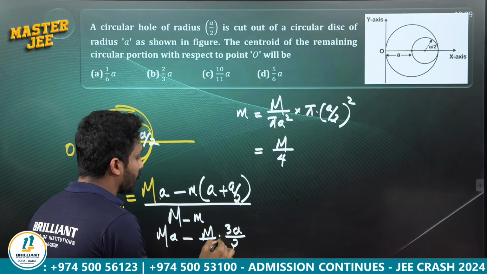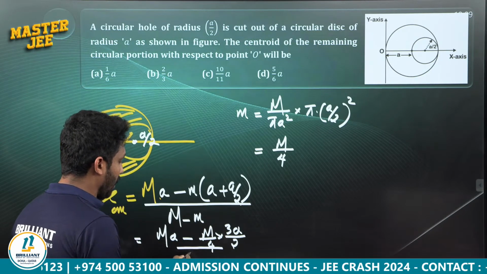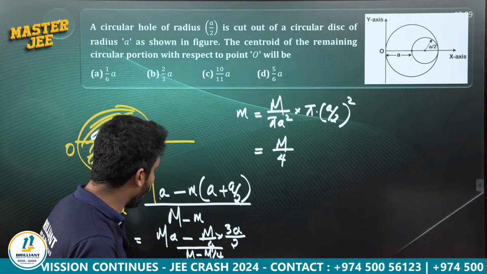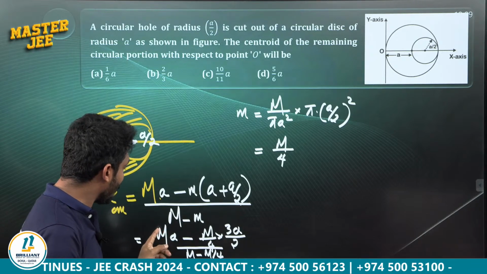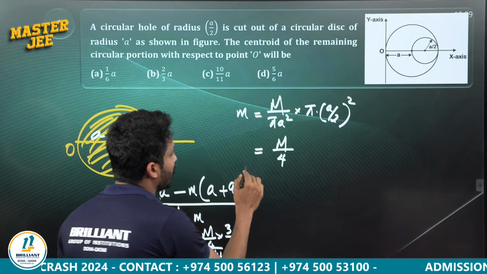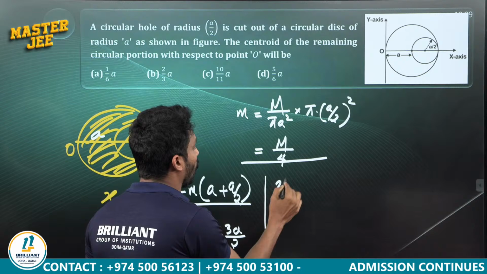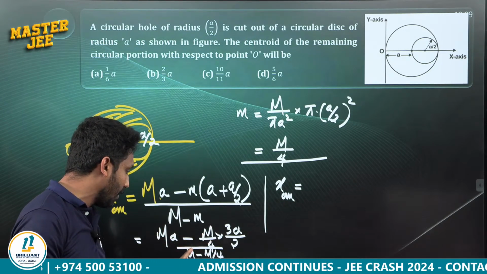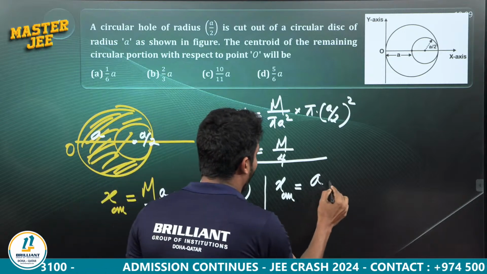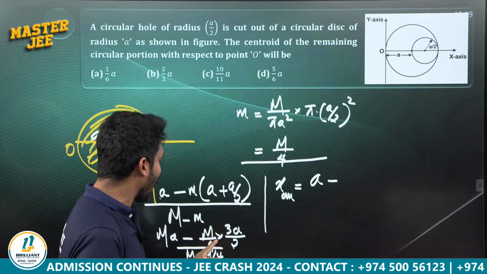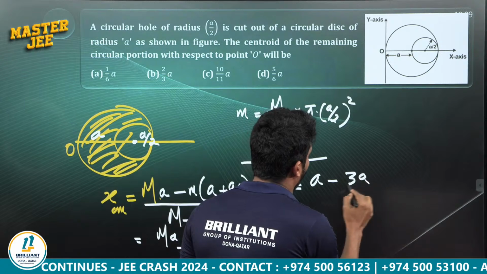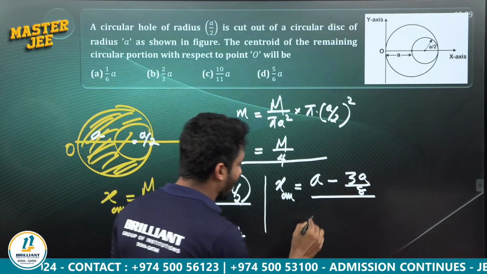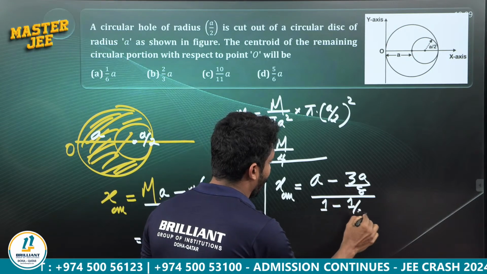which is 3a by 2. Clear? All divided by m minus m by 4. Okay? We can cut this capital M here. We get the center of mass of the remaining portion XCM equals, capital M is cut, we get a minus 3a by 8, divided by 1 minus 1 by 4. Okay, 1 minus 1 by 4.